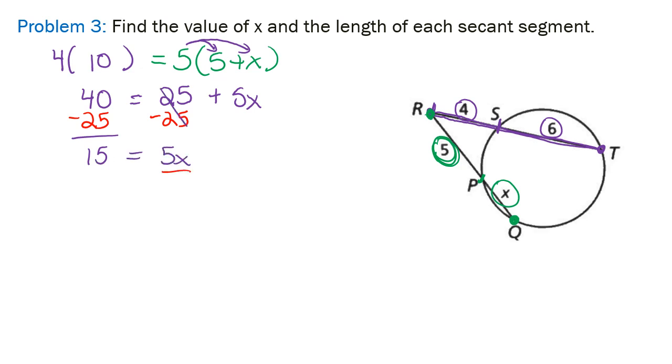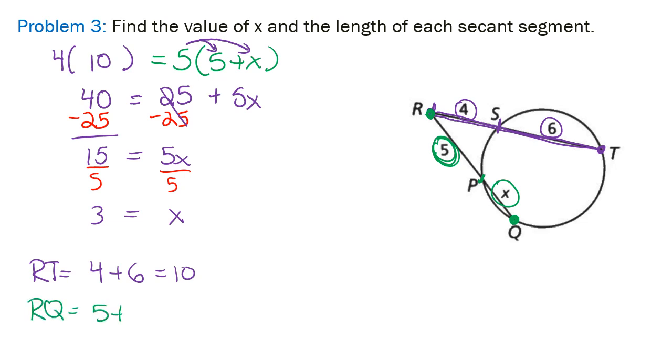Divide both sides by 5. And so x is 3. Now that we know what x is, we can find the secant segments. So RT is 4 plus 6, which we know is 10. And then RQ is 5 plus x, but our x is a 3, which is 8.